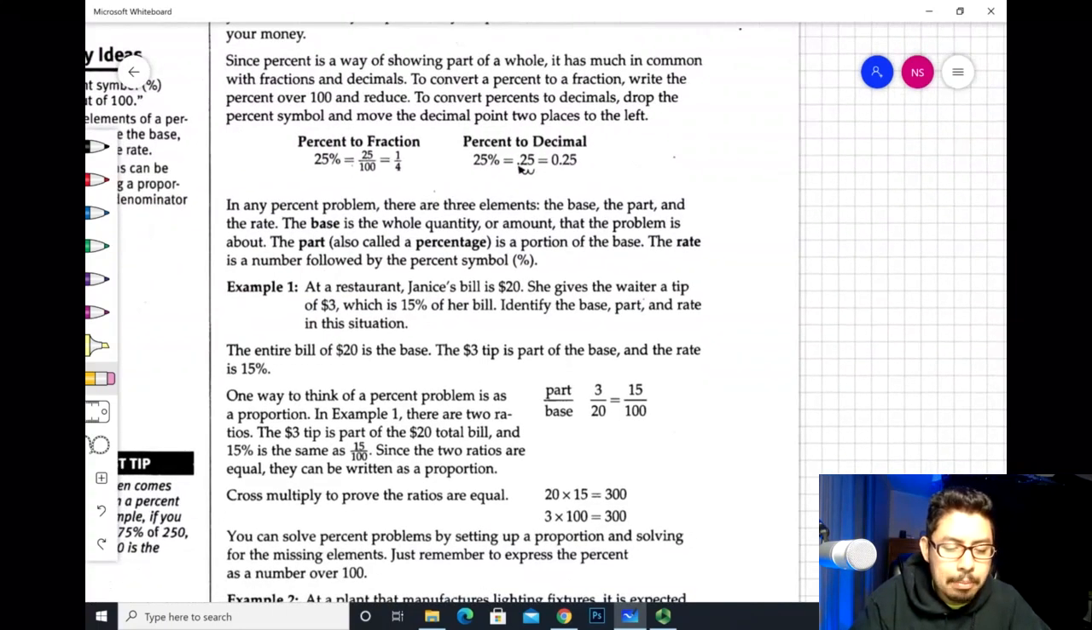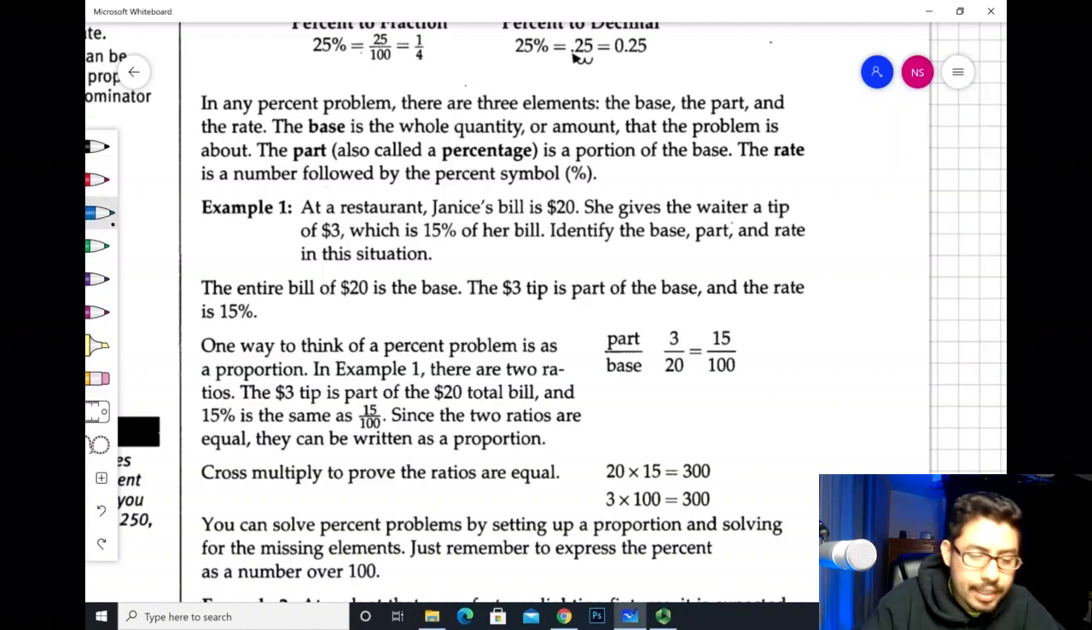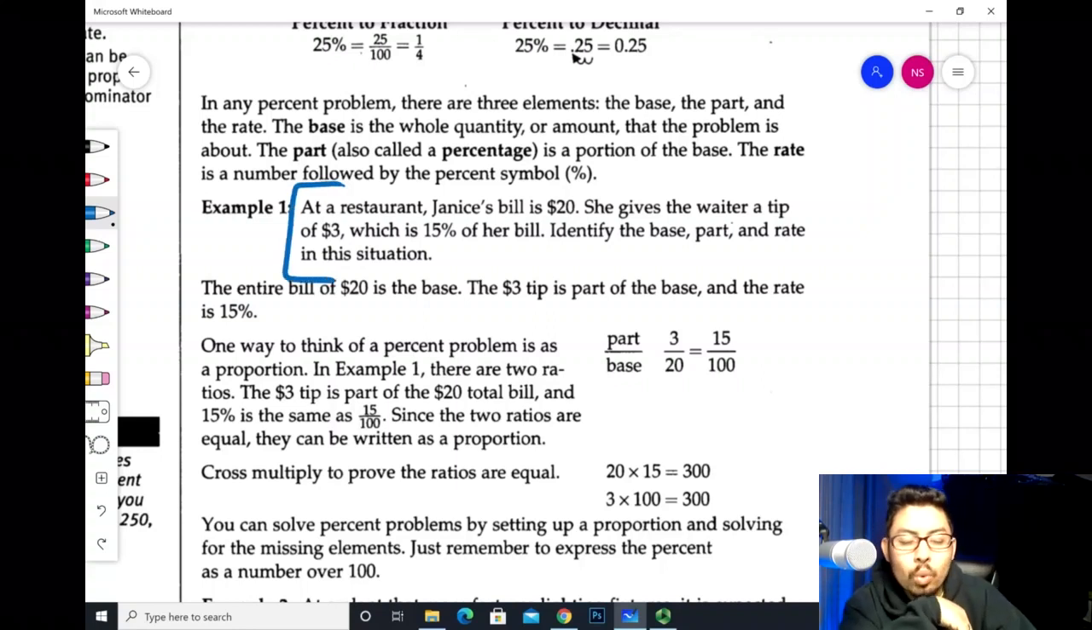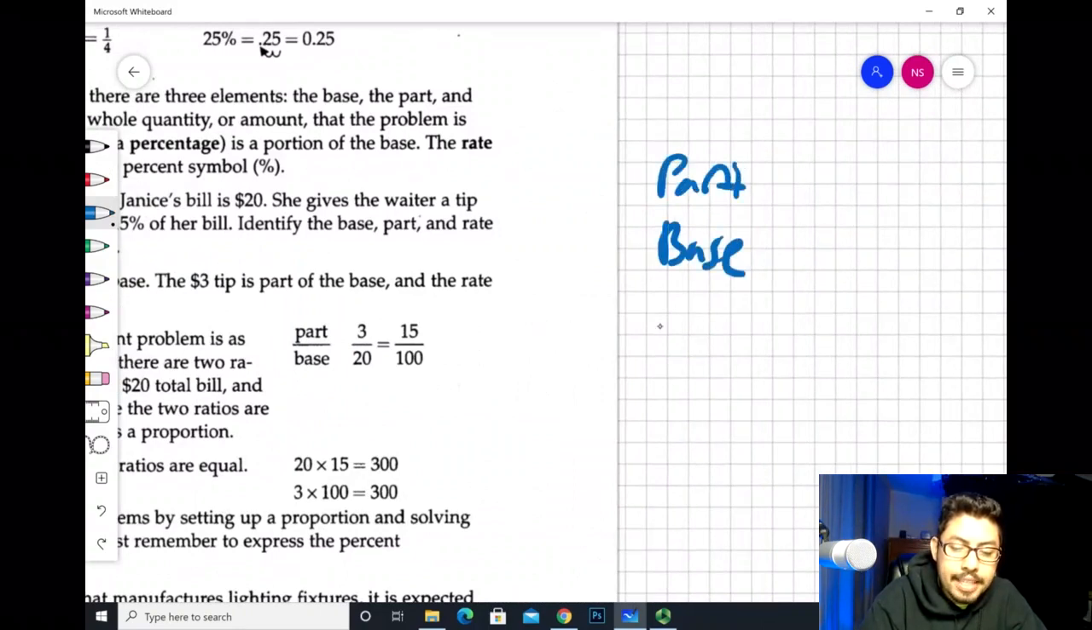Let's look at this first example as to identifying part, base, and rate. And yes, of course, I'm going to explain what that is. Let's look at this example. At a restaurant, Janice's bill is $20. She gives the waiter a tip of $3, which is 15% of her bill. Identify the base, part, and rate in this situation. So, what are we doing here? Well, like I said, part, base, and rate. Your first lesson of the day.